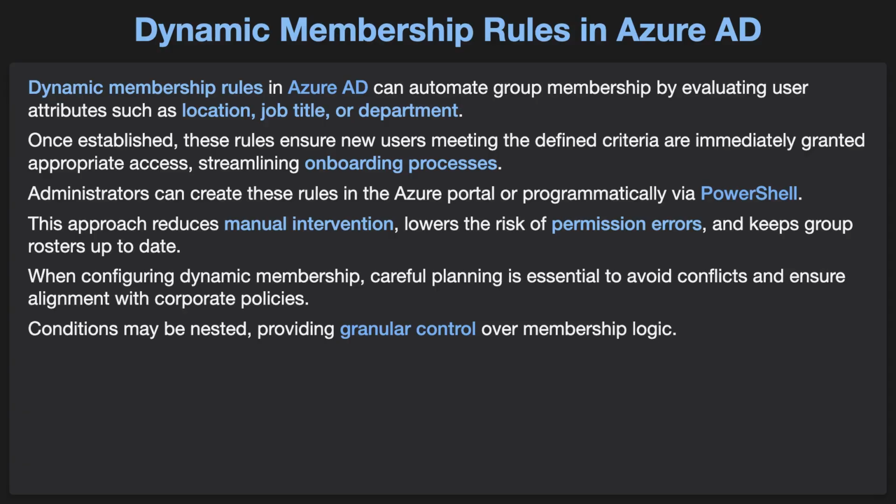Dynamic membership rules in Azure AD can automate group membership by evaluating user attributes such as location, job title, or department. Once established, these rules ensure new users meeting the defined criteria are immediately granted appropriate access, streamlining onboarding processes. Administrators can create these rules in the Azure portal or programmatically via PowerShell. This approach reduces manual intervention, lowers the risk of permission errors, and keeps group rosters up to date. When configuring dynamic membership, careful planning is essential to avoid conflicts and ensure alignment with corporate policies. Conditions may be nested, providing granular control over membership logic.